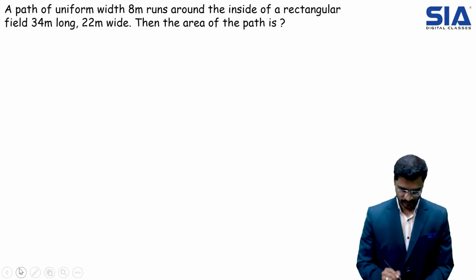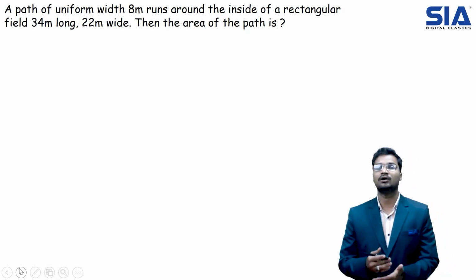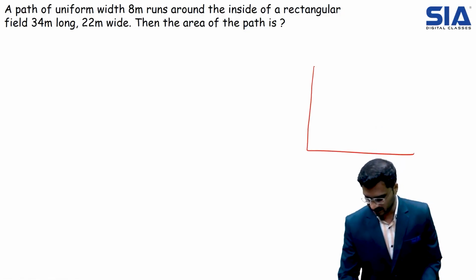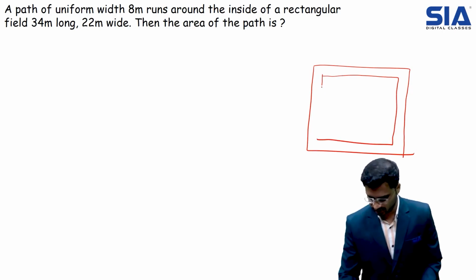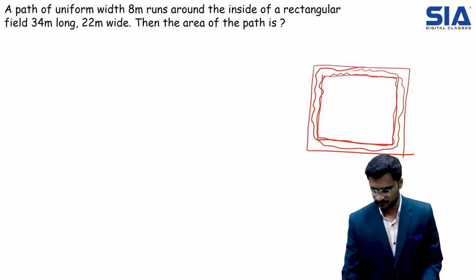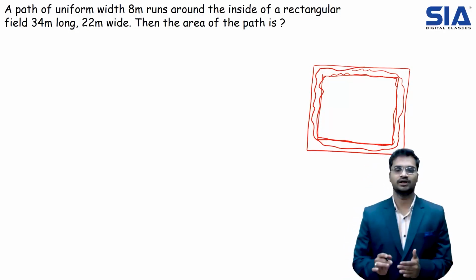So coming to the next question, which says a path of uniform width 8 meters runs around inside of a rectangular field. So first suppose a rectangular field is like this. Okay, a path is running inside of this. So this is the path. This one is the path. Now we have to find the area of this particular region. So whenever our inside path is laid, we know the formula for the inside path.